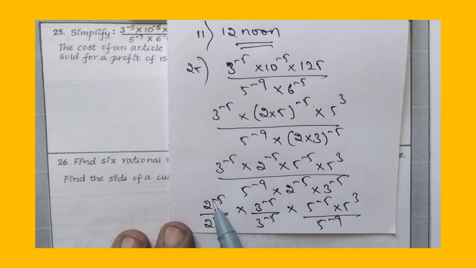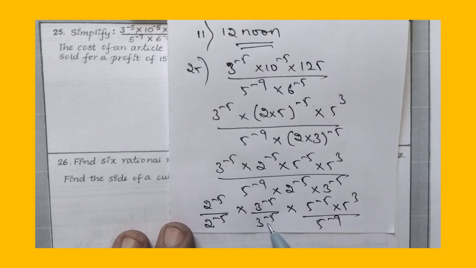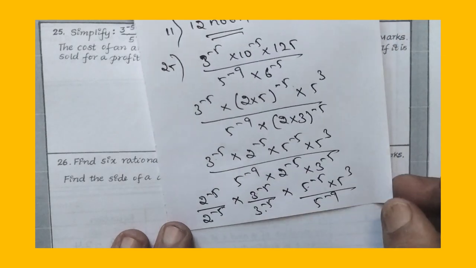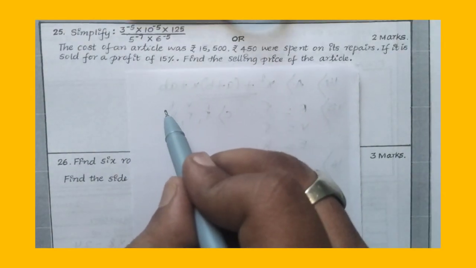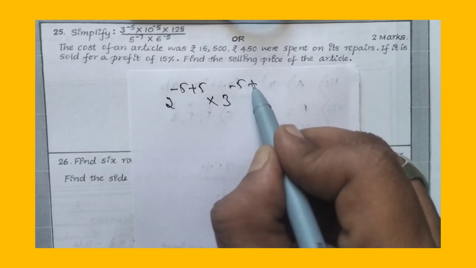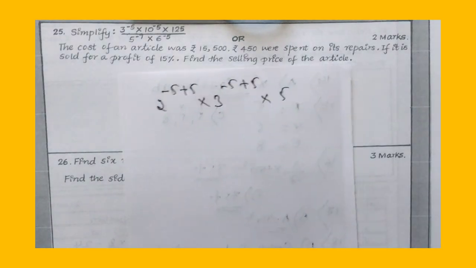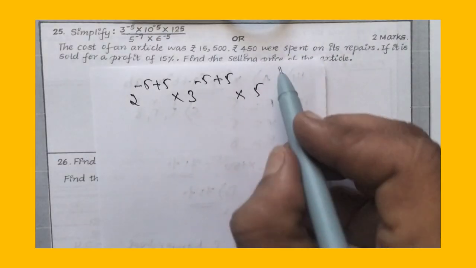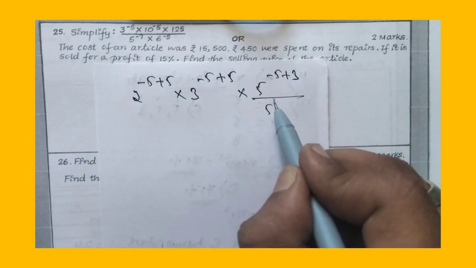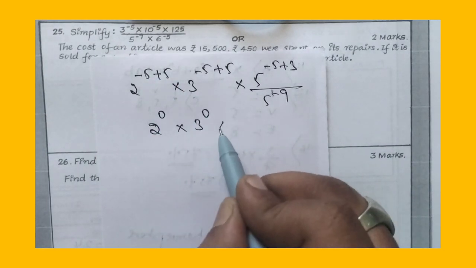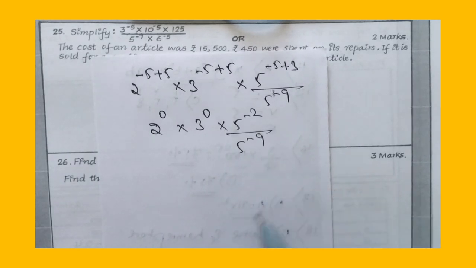So let us simplify using the laws: a to the power of m divided by a to the power of n is a to the power of m minus n, and a to the power of m into a to the power of n is a to the power of m plus n. Now simplifying: 2 to the power of minus 5 minus minus 5, 3 to the power of minus 5 minus minus 5, and for 5, the power is minus 5 plus 3, divided by 5 to the power of minus 9. So 2 to the power of 5 minus 5 is 0, 3 to the power of 0, into 5 to the power of minus 2, divided by 5 to the power of minus 9.